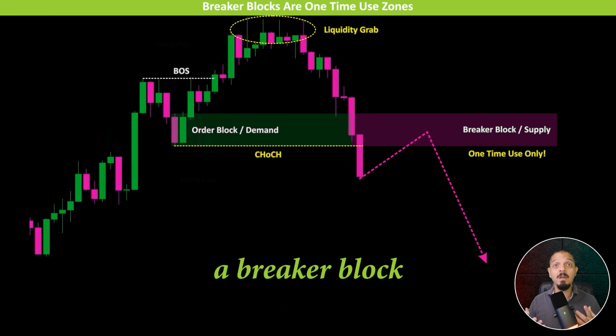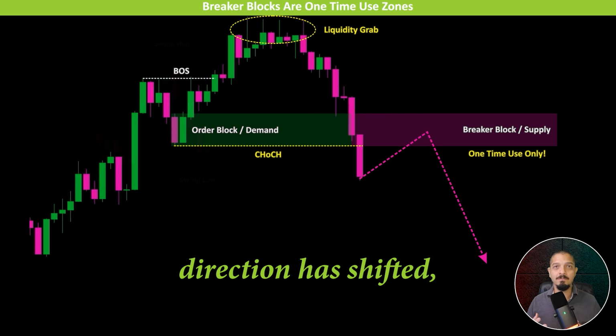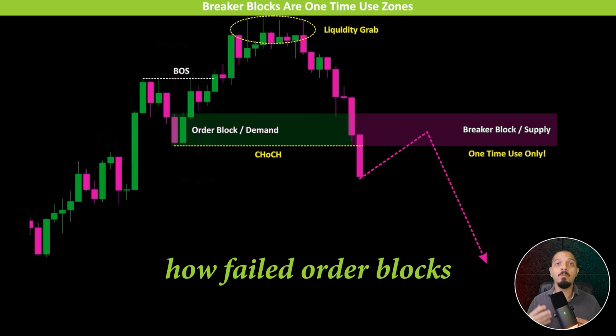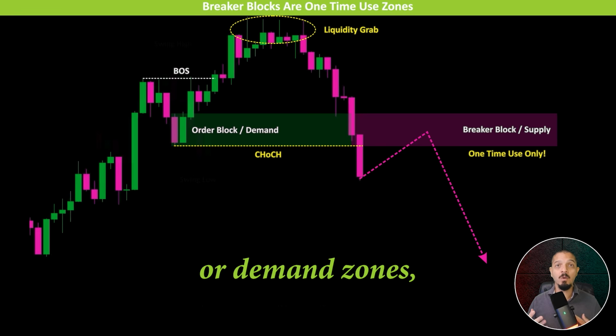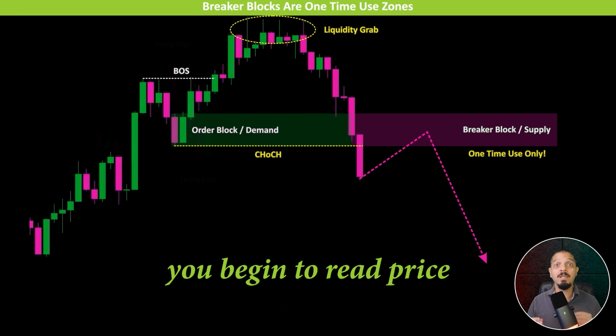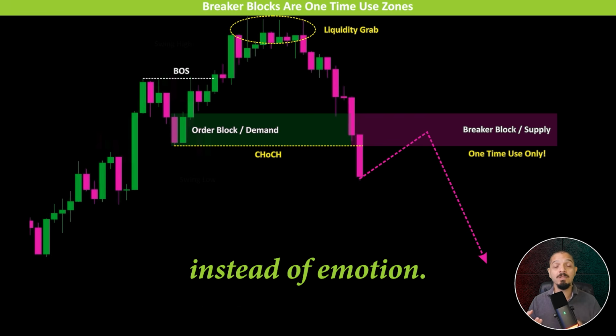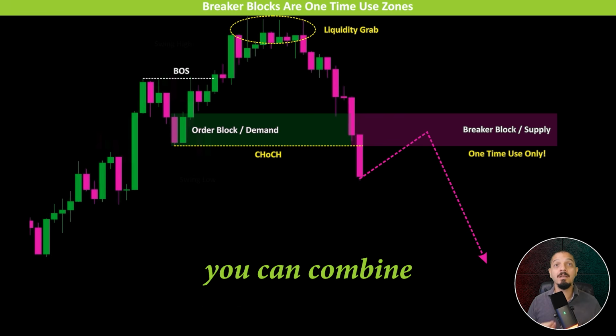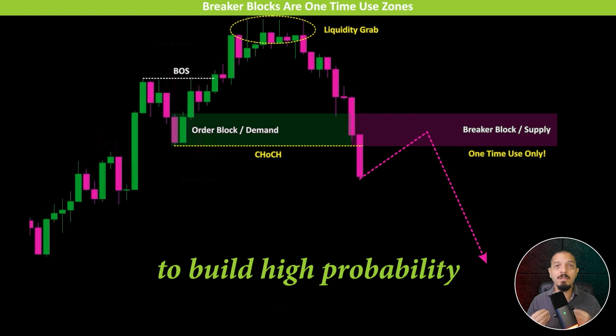In other words, a breaker block is not just a random reaction level. It represents a structural role flip after liquidity has been cleared and market direction has shifted. When you understand how failed order blocks transform into new supply or demand zones, you begin to read price with logic instead of emotion. With that foundation, you can combine breaker blocks with liquidity and structure to build high-probability trading opportunities.